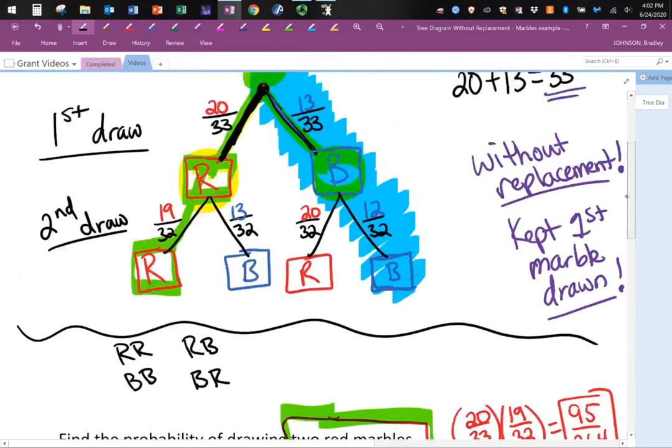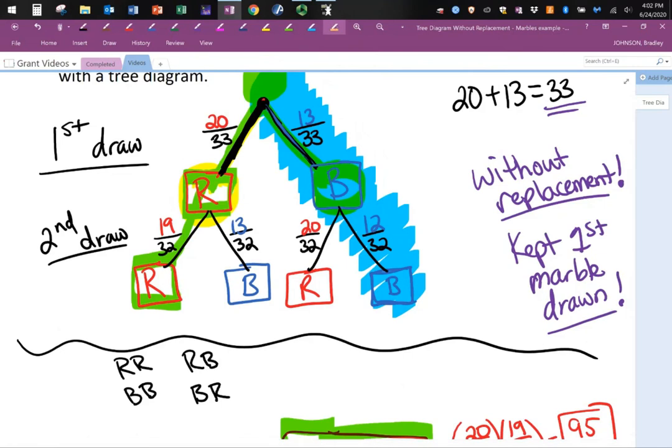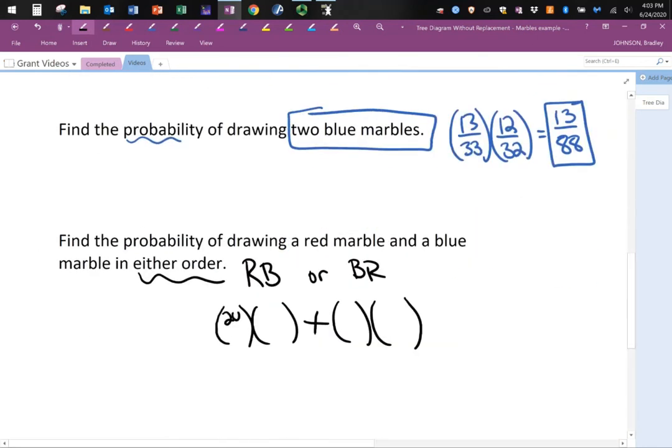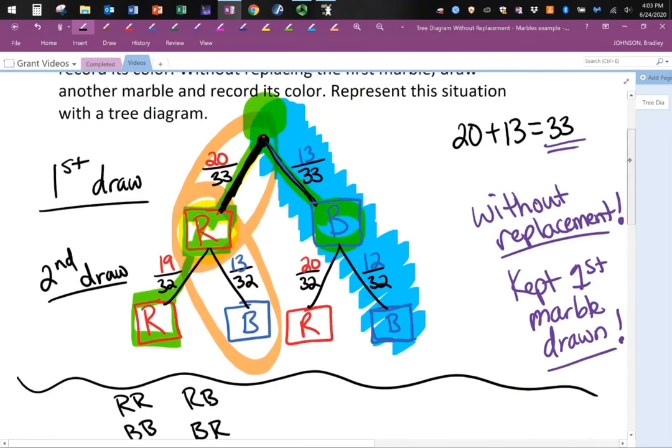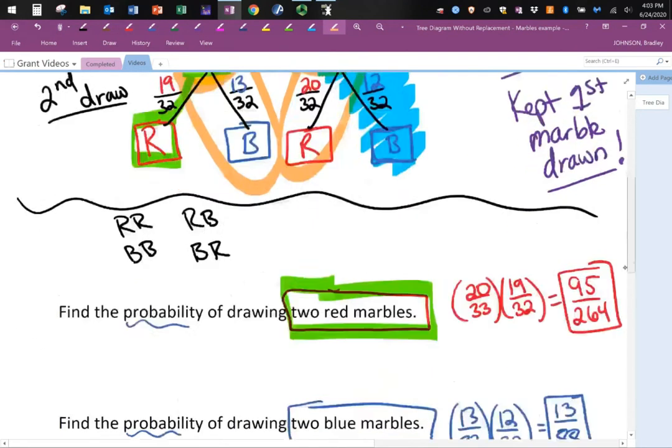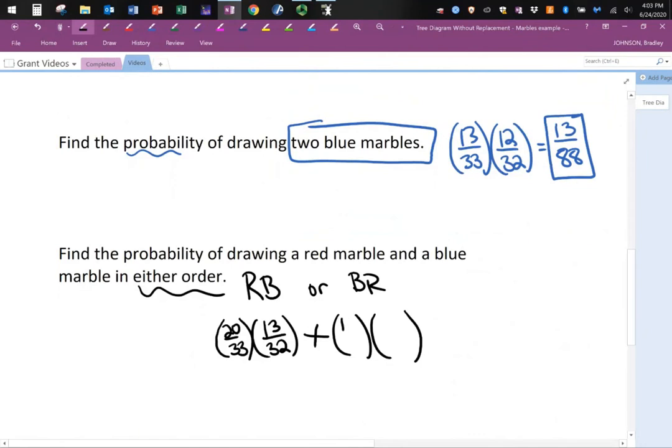So let's see, red then blue. We'll go red, then blue. So you see you're down this path: 20 out of 33 times 13 out of 32. Now we need to go the other path. So we will go the blue path and then down the red branch. So we'll pick blue, so 13 out of 33, 20 out of 32.